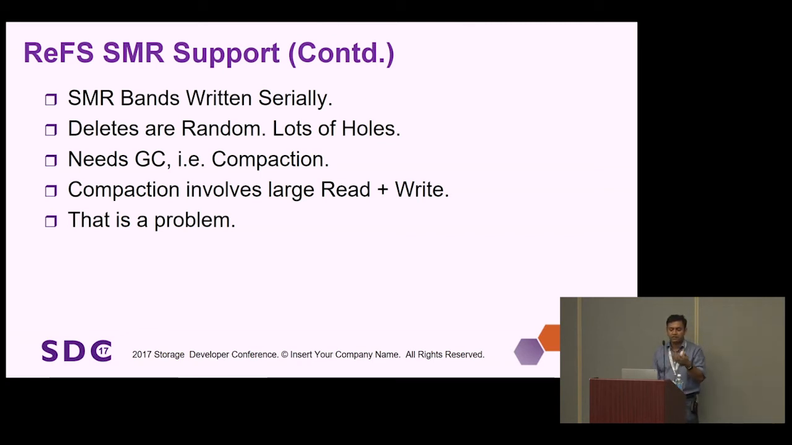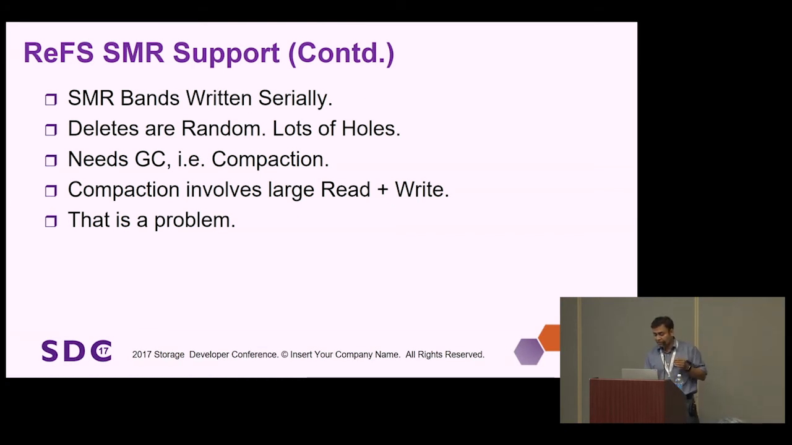So as I said, SMR bands get written serially, but deletes are random. Now you've got holes in them, and we use the garbage collection logic, the compaction logic, to do the garbage collection, which is pretty self-explanatory. But the problem with the garbage collection was that it needed to read 256 MB and write whatever was valid in there. Now, reading 256 MB and then writing whatever is valid is a long operation on rotational media. Remember, we said that we had a very strict SLA requirement on reads. So if a read comes along when this garbage collection write is happening, it will break the SLA.